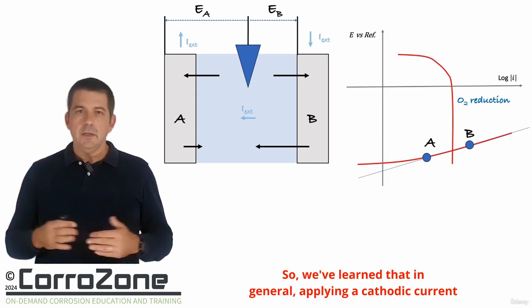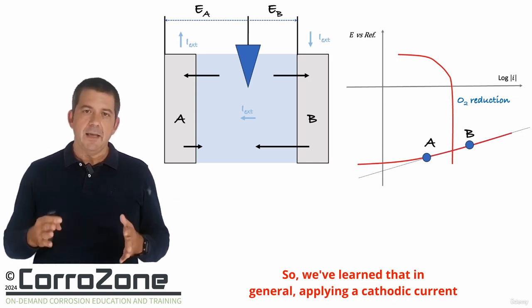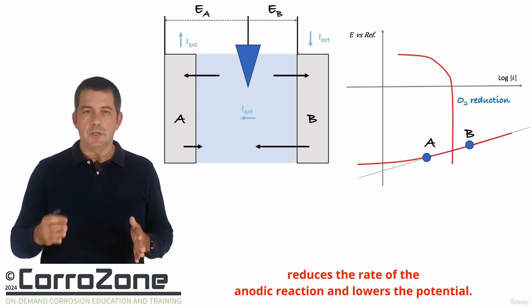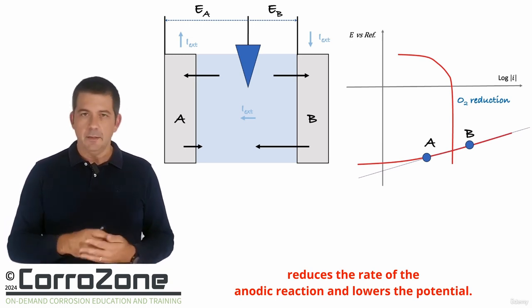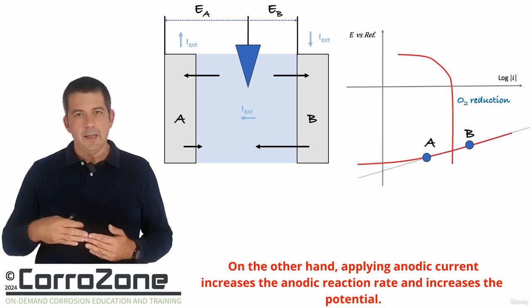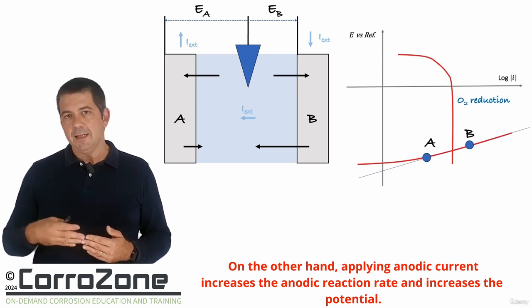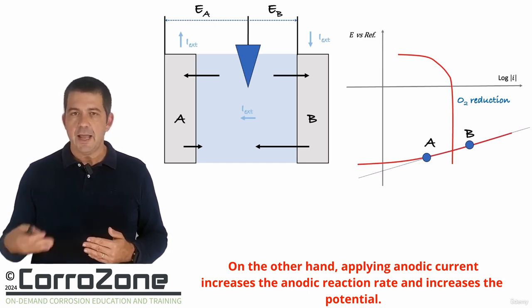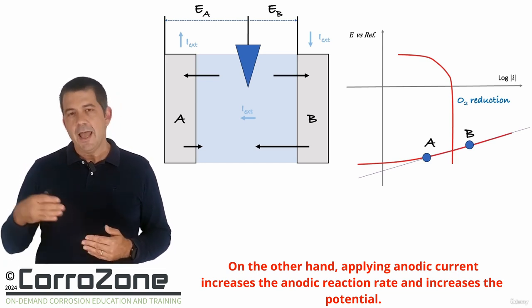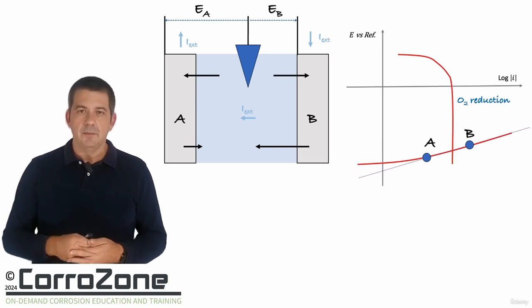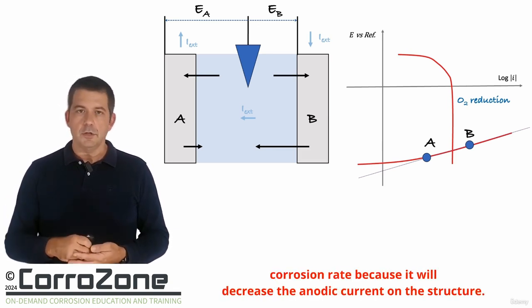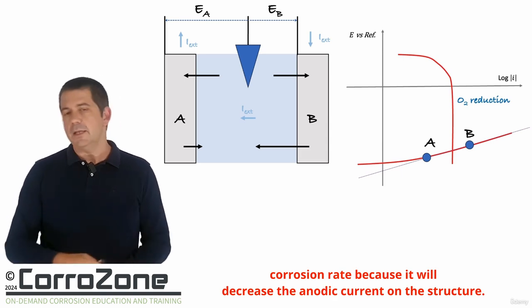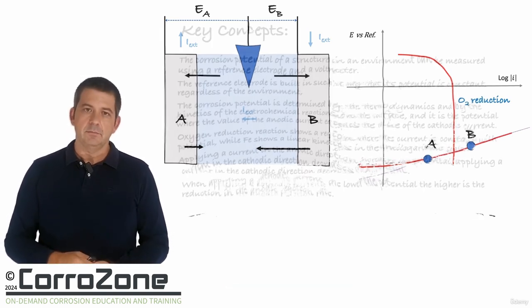So, we've learned that in general, applying a cathodic current reduces the rate of the anodic reaction and lowers the potential. On the other hand, applying an anodic current increases the anodic reaction rate and increases the potential. Therefore, if we reduce the potential of a structure, this will lower the corrosion rate because it will decrease the anodic current on the structure.